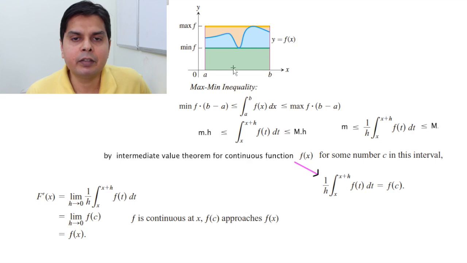So let's take this minimum as small m, so small m into h. Now I am working, instead of a to b, from x to x+h. So the width of this interval is h.